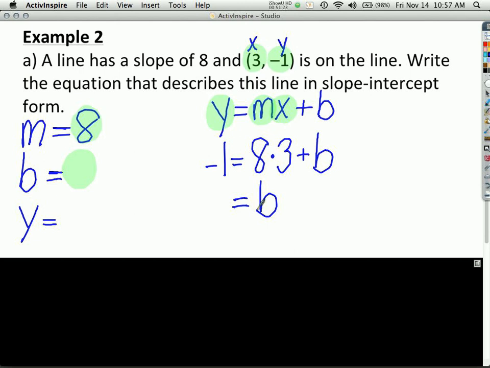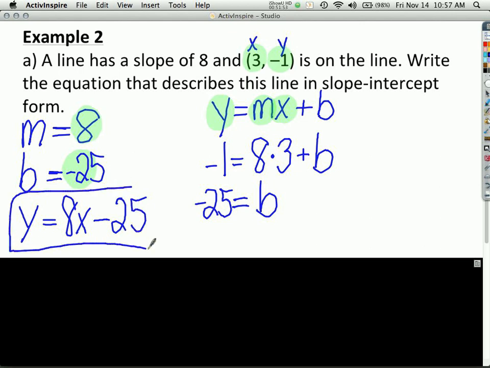1 person, 2 people, 3 people, 4 people, 5 people, 6 people, 7, 8, 9, 10, 11. Andrew, what is it? -25. It is -25. So now in our key, we can say, I've got my second piece of evidence. Now put it all together. Y equals 8x minus 25. And now, we have an equation in slope-intercept form.